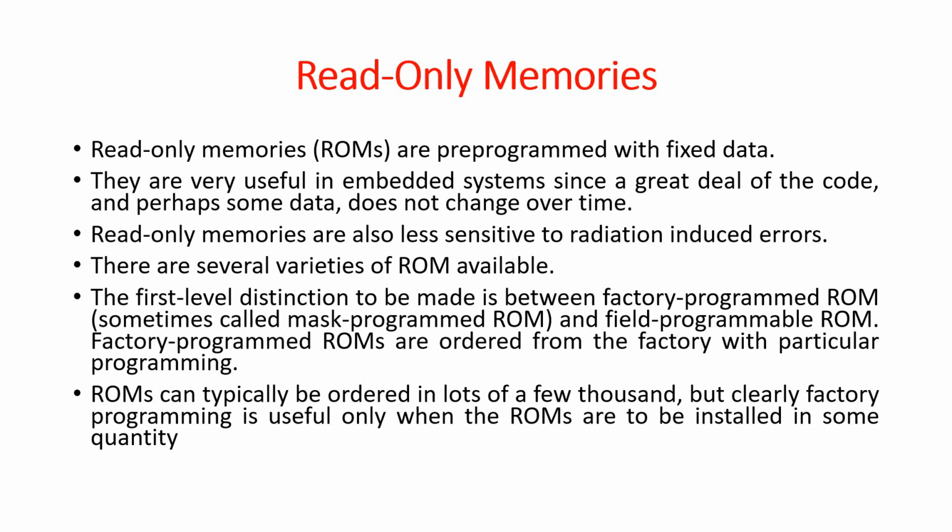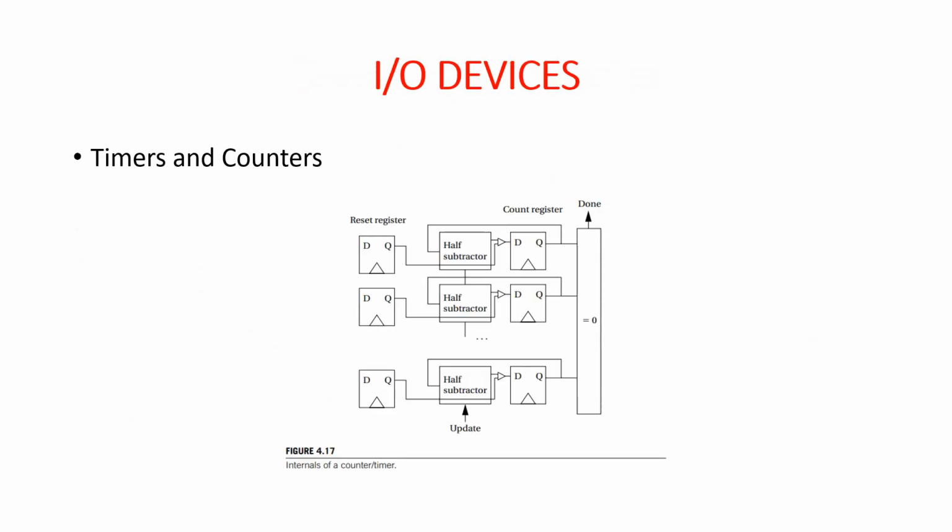There are several varieties of ROM available. First one is masked programmed ROM. The ROMs can typically be ordered in lots of a few thousand, but clearly factory programming is useful only when the ROMs are to be installed in some quantity.